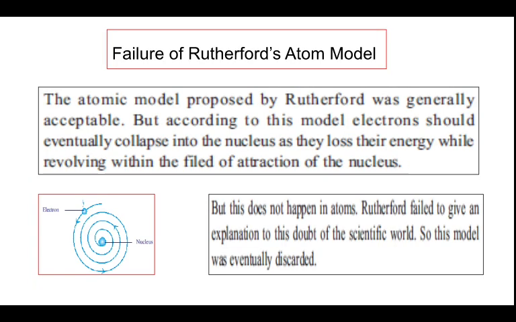Next is the failure of Rutherford's atom model. The atomic model proposed by Rutherford was generally acceptable, but according to this model, electrons should eventually collapse into the nucleus as they lose their energy while revolving within the field of attraction of the nucleus. But this does not happen in atoms. Rutherford failed to give an explanation to this doubt of the scientific world. So this model was eventually discarded.